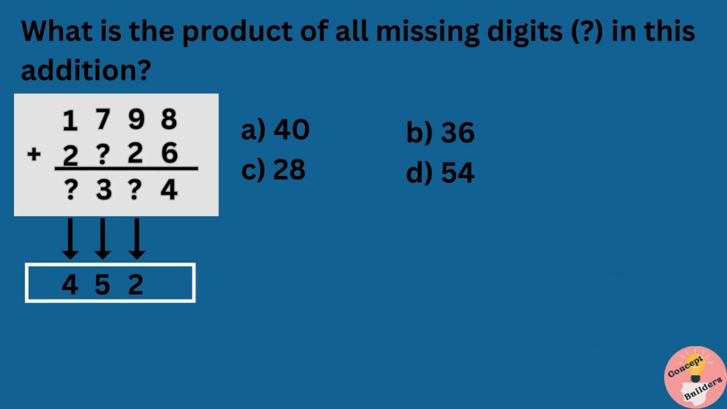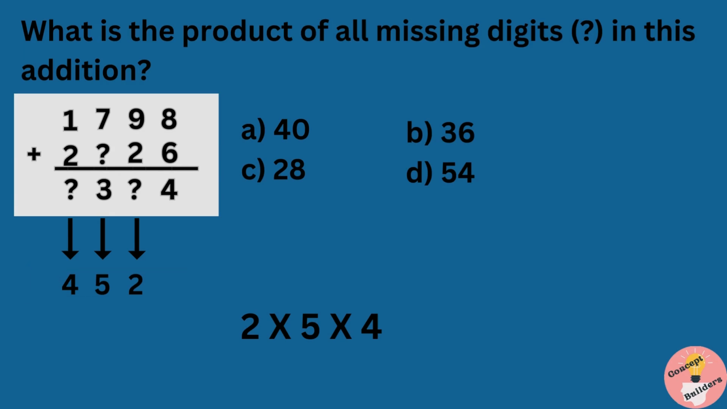Okay, so we have got all the digits now, 2, 5, and 4. Let's multiply them. 2 into 5 is 10. 10 into 4 is 40. So the answer is 40, which is A.